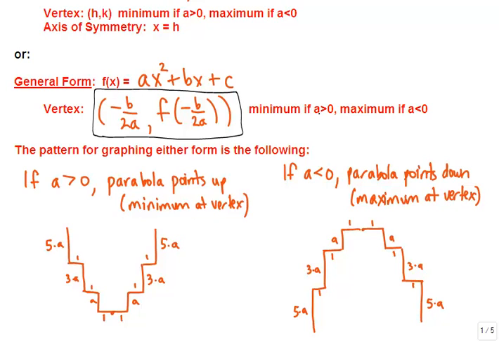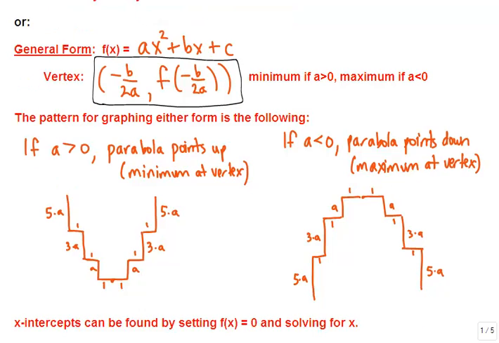If a is positive, then you'll have a minimum at this vertex, and again your parabola will point up. If a is negative, your parabola points down, and you'll have a maximum. So please memorize this vertex formula, minus b over 2a being the x value of your vertex. You will use that quite often.